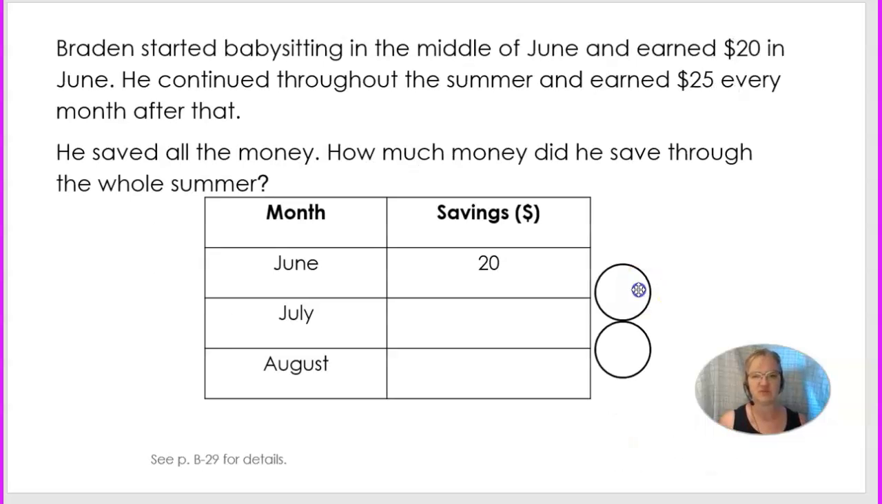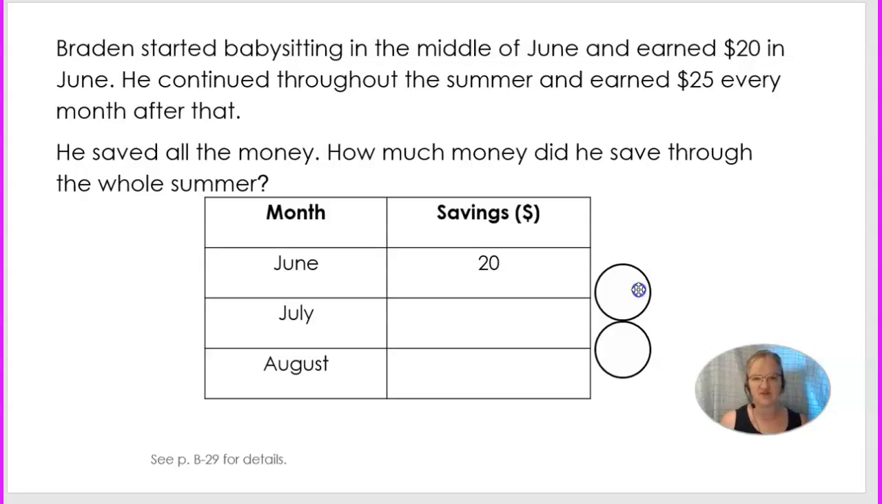So here's our first one. Braden started babysitting in the middle of June and earned $20 in June. He continued throughout the summer and earned $25 every month after that. He saved all the money. How much money did he save through the whole summer?